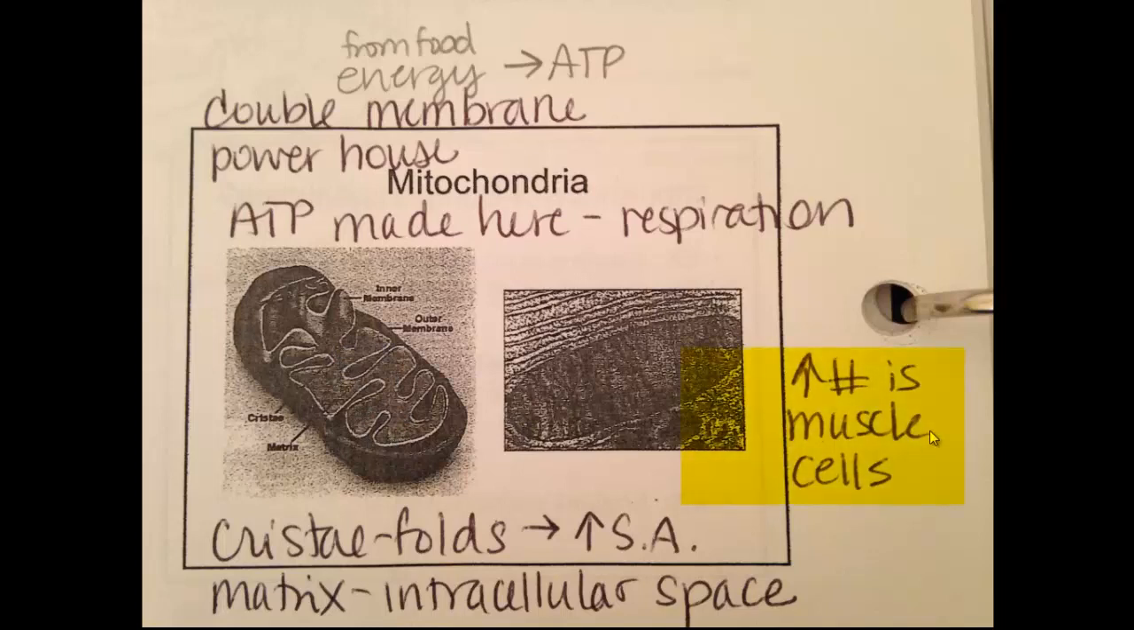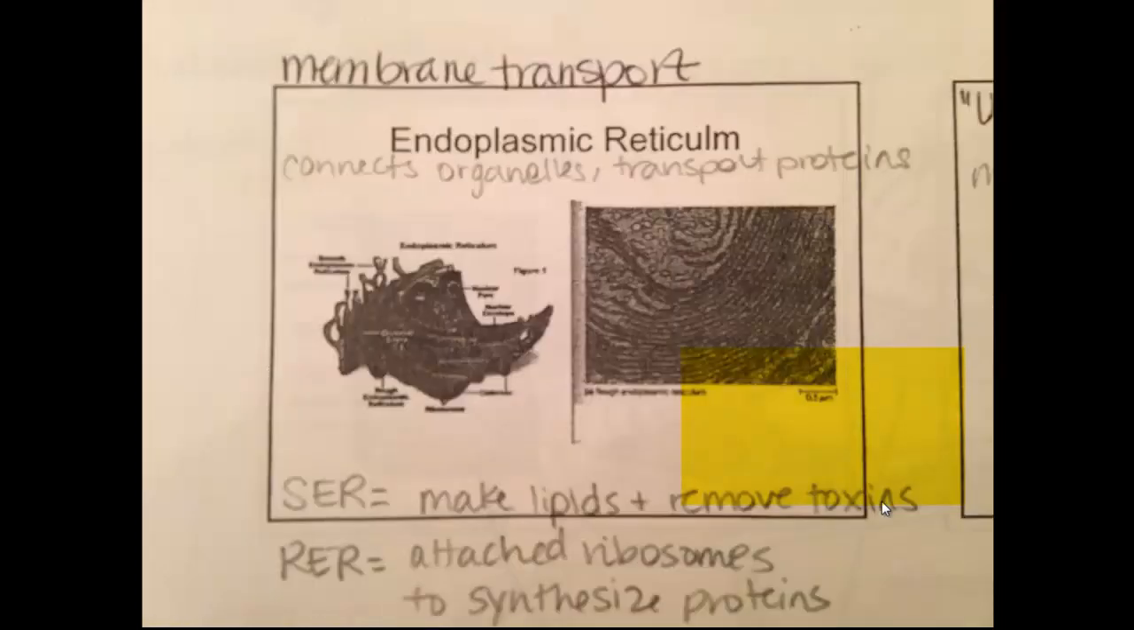All cells have mitochondria, but we see over here that our numbers are going to increase in all muscle cells, because muscle cells are what's doing our greatest production of energy, so we need more mitochondria to help.